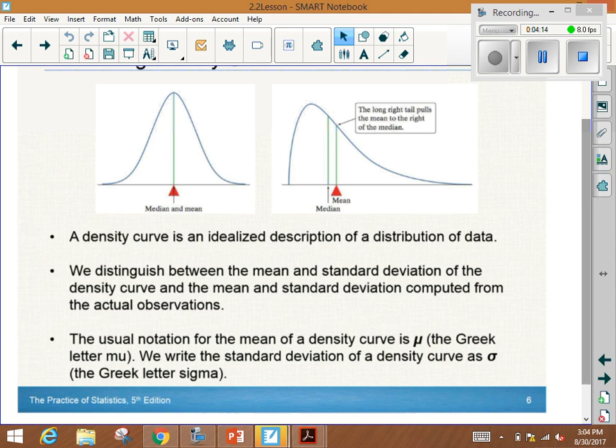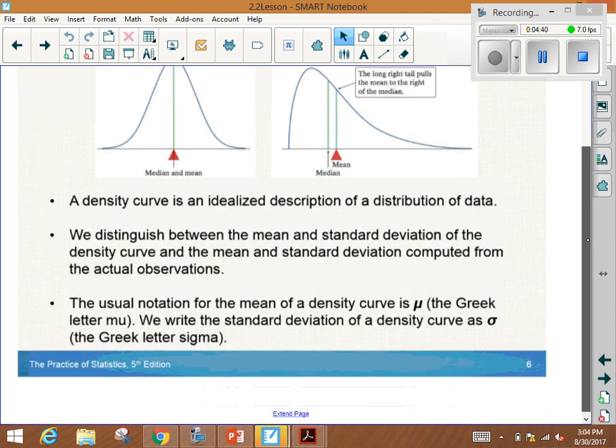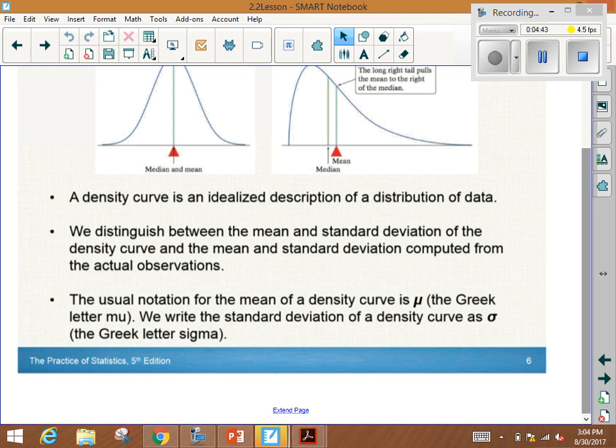We actually do need to mention that we distinguish between the mean and standard deviation of our density curve, right? That's our idealized distribution of the data, from the actual distribution of the data. And the way that we'll distinguish that is mainly using a different notation. So you notice that we use the notation x bar before, right, to describe our mean. And now, if we're talking about a density curve, we're actually going to use the Greek letter mu, right? So that's that funky looking M thing, right?